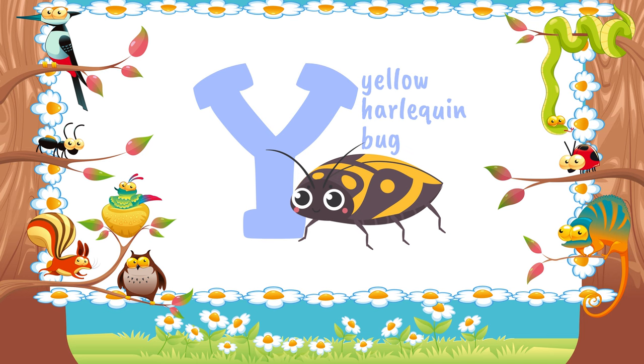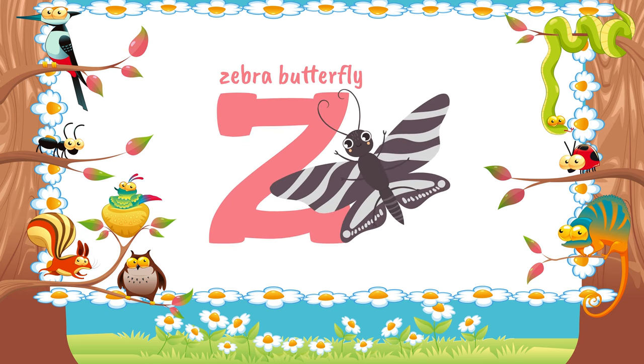Y. Y for yellow harlequin bug. Y. E. L. L. O. W. H. A. R. L. E. Q. U. I. N. B. U. G. Yellow harlequin bug. Z. Z for zebra butterfly. Z. E. B. R. A. B. U. T. T. E. R. F. L. Y. Zebra butterfly.